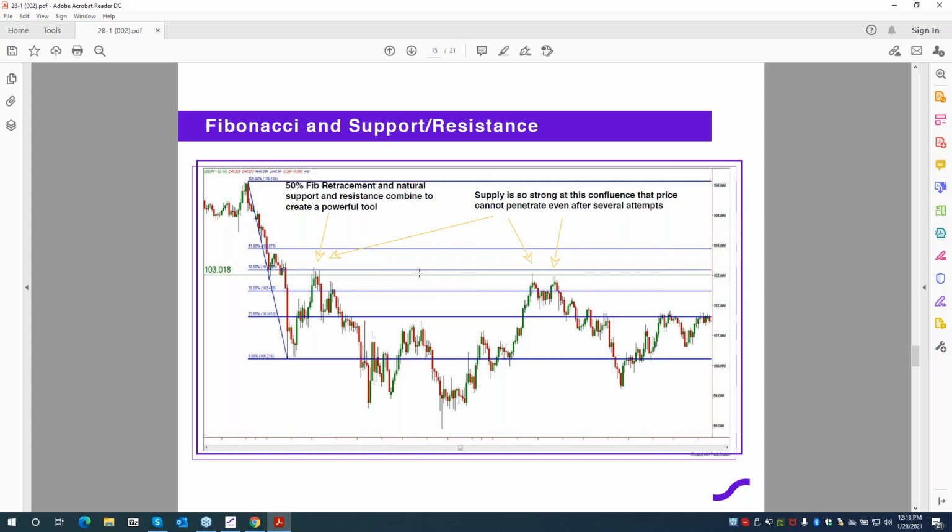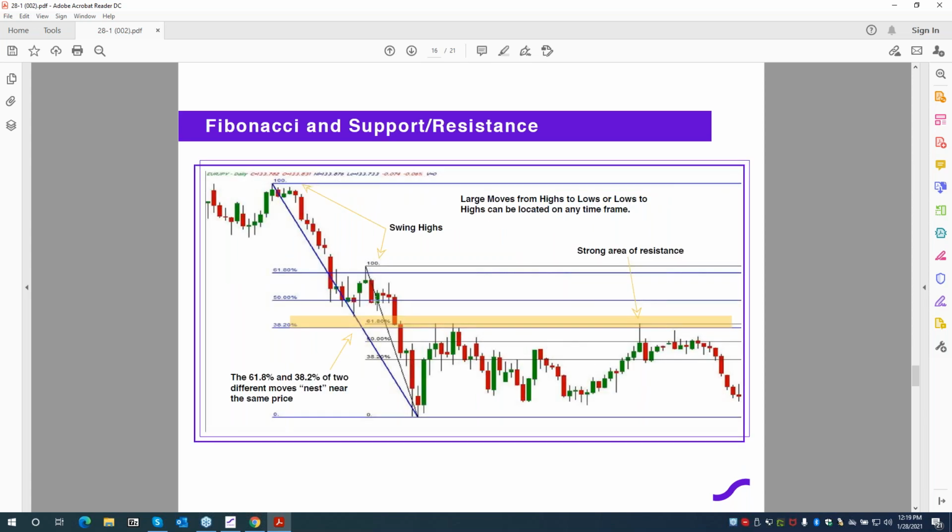Now, supply is so strong at this confluence that the price cannot penetrate even after several attempts. This is on the 50%, and we can see an example of this, where a lot of the times it touched the 50 and moved back down. This is what we're seeing, a clustered chart. It's what I was mentioning to you guys before. You can have multiple Fibonacci retracement levels on different time frames. So you draw your Fibonacci on a 1 hour chart, and then on a 15-minute chart. So you can have it daily, hourly, and even 15 minutes to get a stronger support or resistance level.